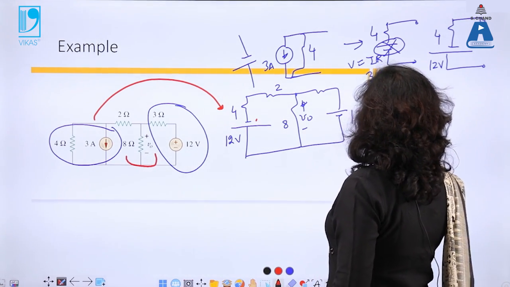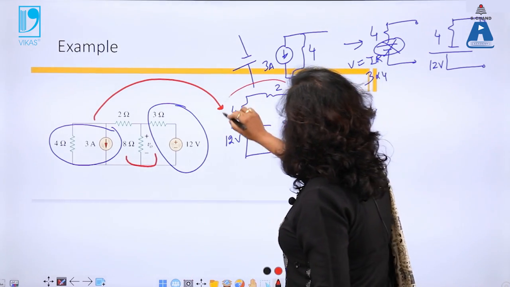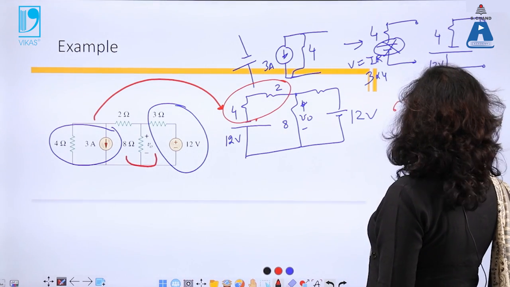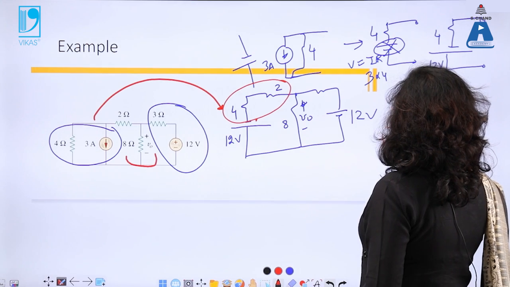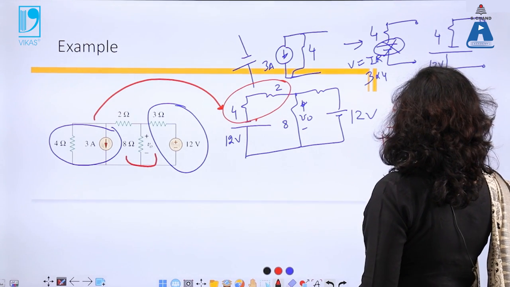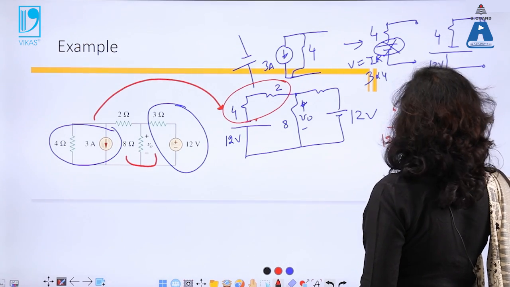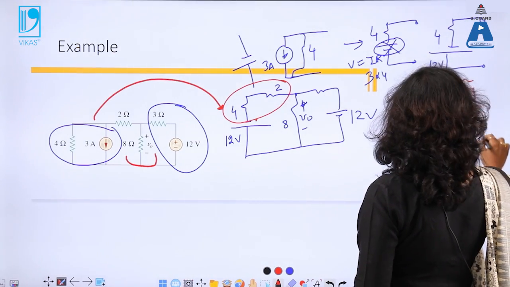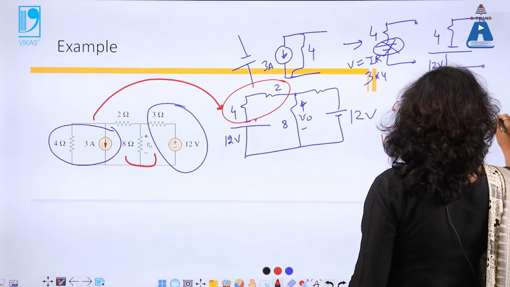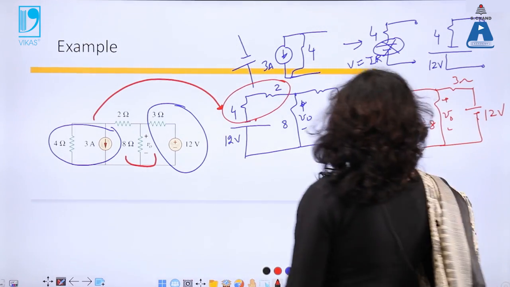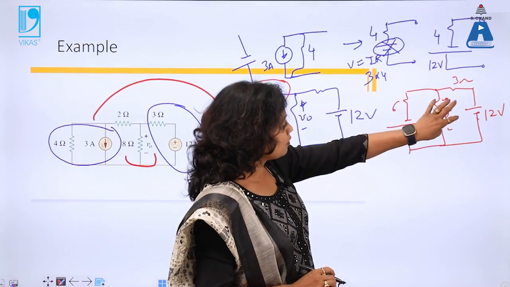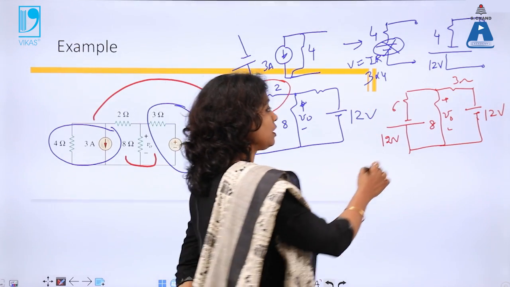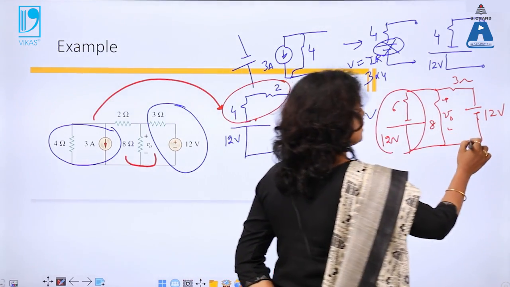This is 12 volt. Now we can see that this 4 and 2 are in series, so I will again convert this as 6, 12 volt, resistance 8 across which I need to find the voltage, then 3 ohm and a battery of 12 volts. Now there are two methods. Because this is an example of source transformation, it is better to use source transformation only. So I can source transform this, and I can source transform this.